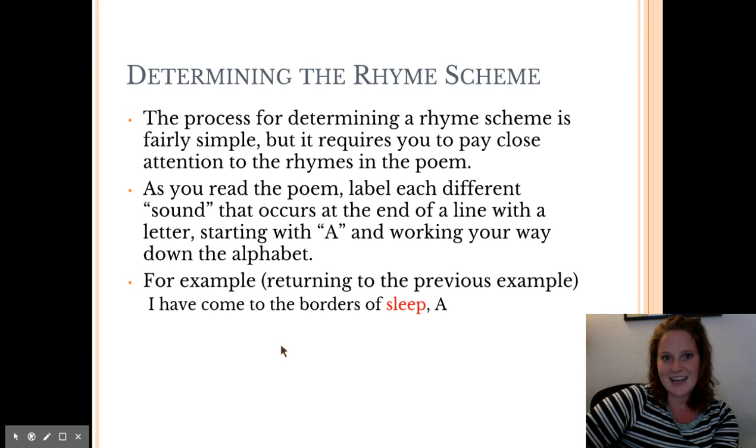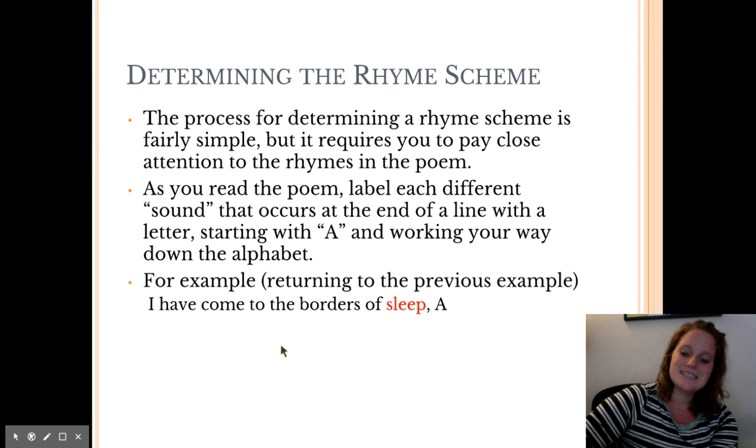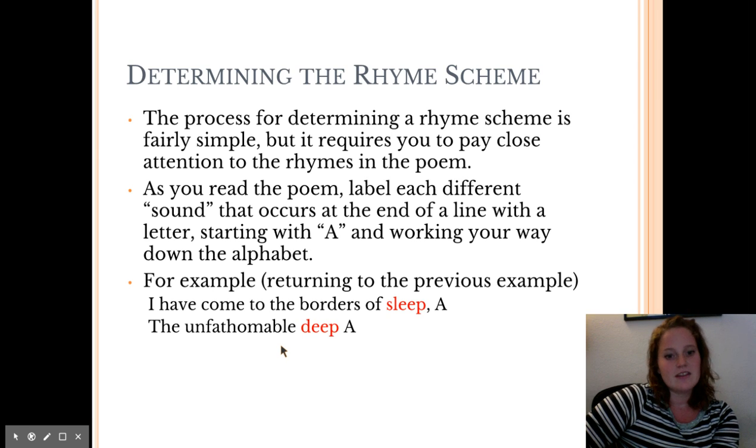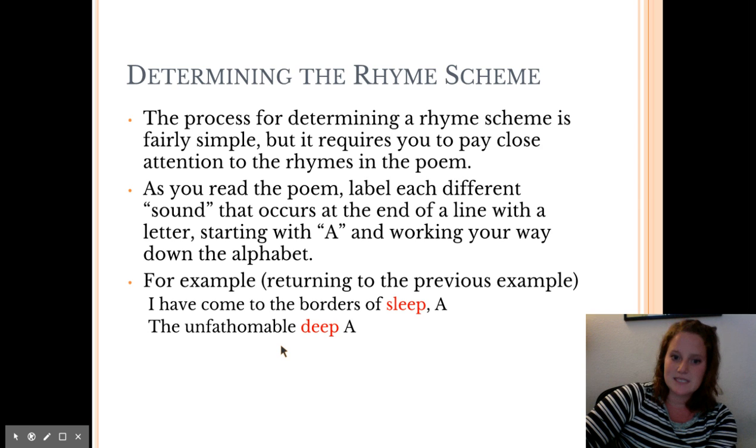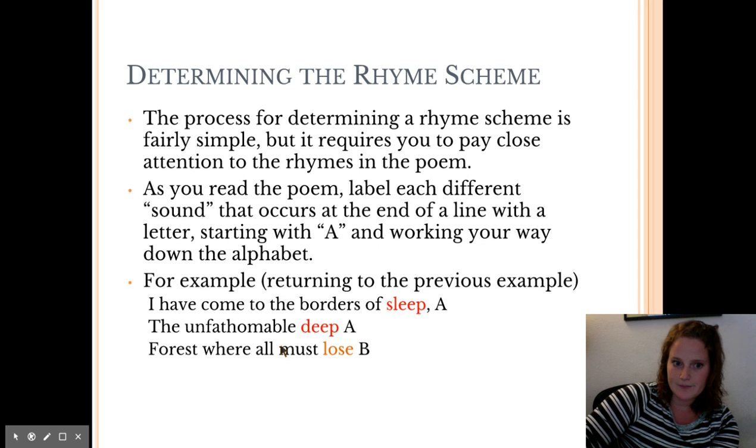So when we're looking at our first example, instead of highlighting it in red, "I have come to the borders of sleep." That sleep would be an A. That's our first letter. Then you would see "the unfathomable deep." Deep also has the same ending as sleep. You also label it with an A.